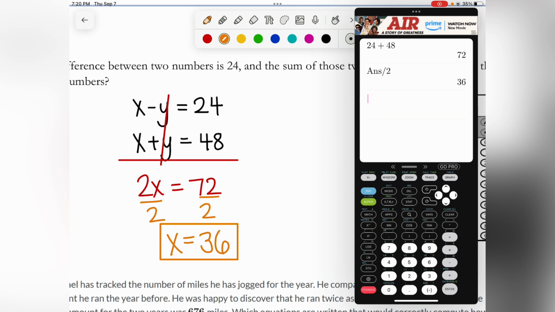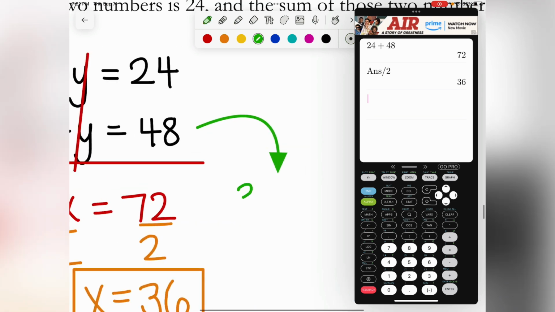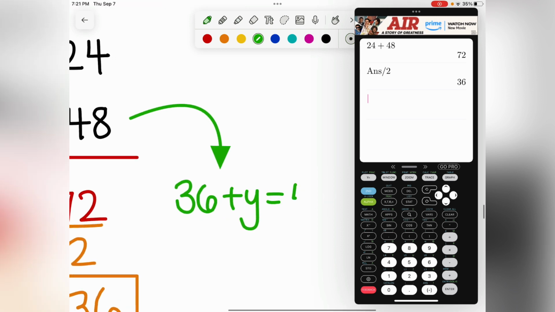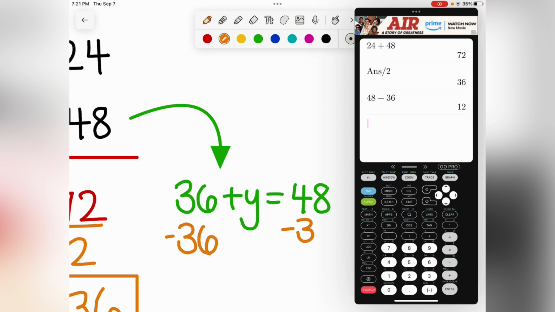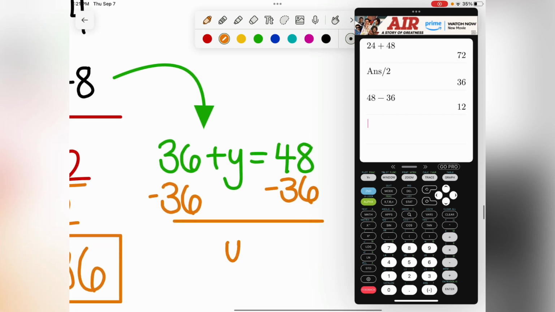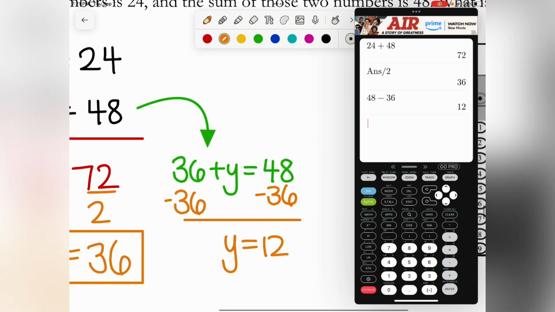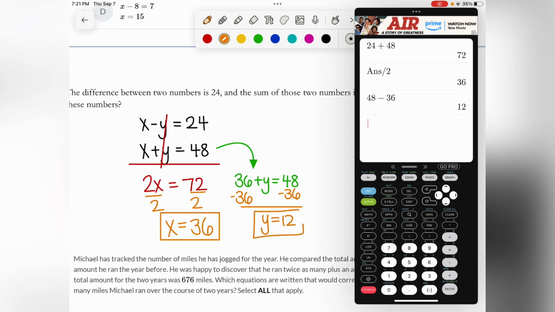I'm going to just plug in. It doesn't matter which one I plug into. So 36 plus y equals 48. And I'm just going to subtract the 36 over to the other side. Okay, so minus 36, minus 36, we get 12. Okay, that's y. But the question's asking what's the product of our numbers.